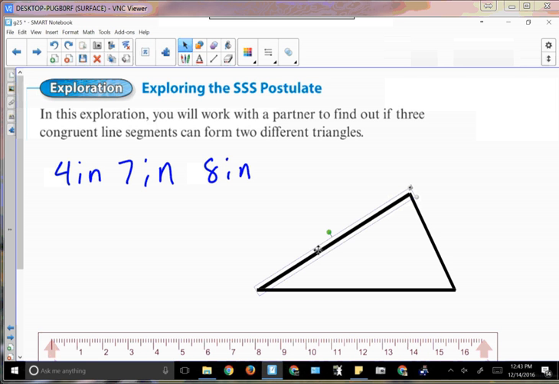So they're kind of close, maybe not exact. But I got a question for you. If I wanted to make a whole lot of triangles and they were going to be 4 inches by 7 inches by 8 inches, is there any other way that I can make this triangle? Is there another way I can rearrange these sides such that I'll have a triangle like this?